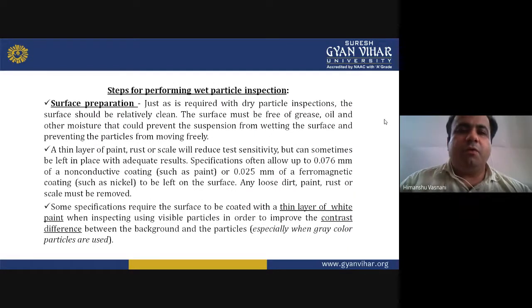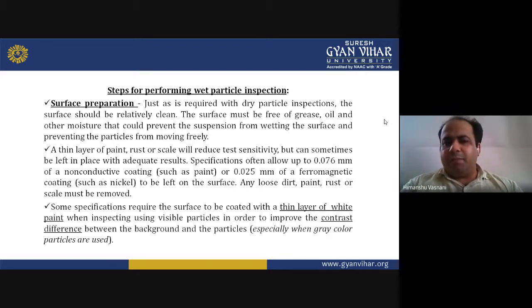Now, surface preparation. Just as is required with the dry particle inspection, the surface should be relatively clean, free of grease, oil and other moisture that could prevent the suspension from wetting the surface and preventing the particles from moving freely. The surface must be free of grease, oil and other moisture that could prevent the suspension from wetting the surface. So our motive is to wet the surface first, without preventing the particles from moving freely.